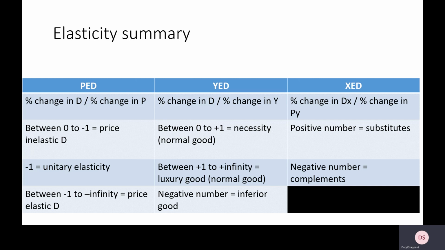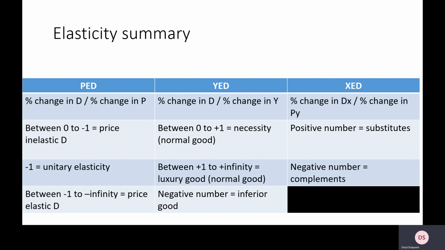The middle one, income elasticity of demand. Now, from this formula, we can get either positive or negative numbers. A positive number would show us normal goods. If income increases, demand will grow. If income falls, demand will fall. So we're looking at how much demand shifts and which way it shifts when we change income levels.